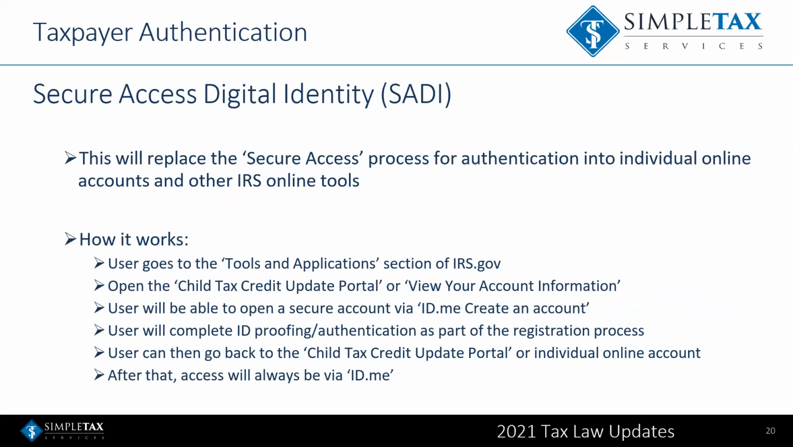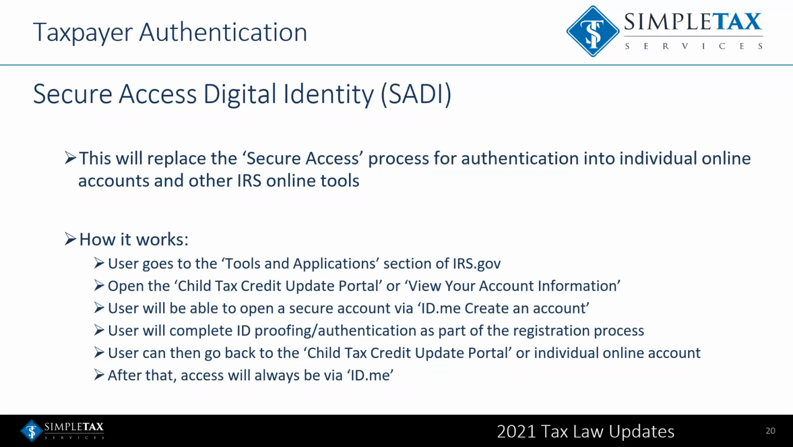So the IRS has replaced the secure access process for authentication, which some of you may know was very bulky, very difficult to use. You had to have credit cards, you had to have a bunch of different things, you had to have a mortgage or something like that to authenticate yourself so that you could gain access. It is significantly easier this time around with the inclusion of ID.me.